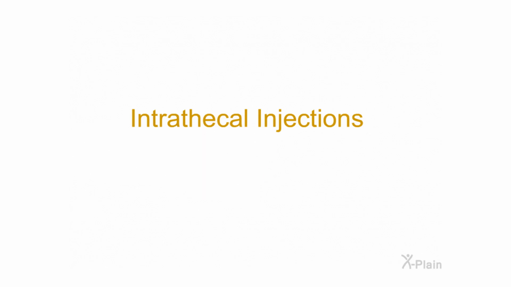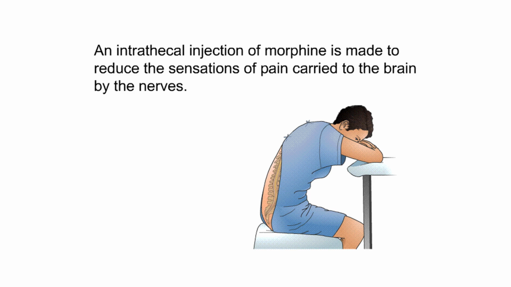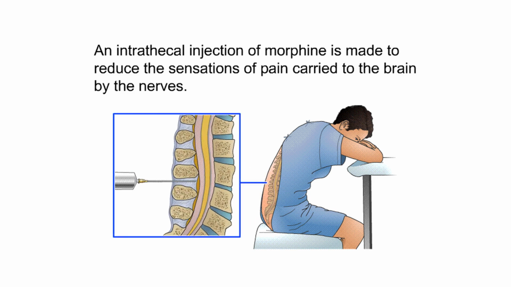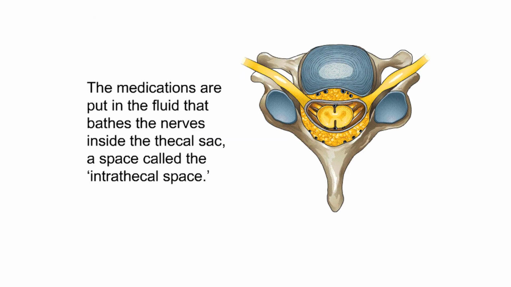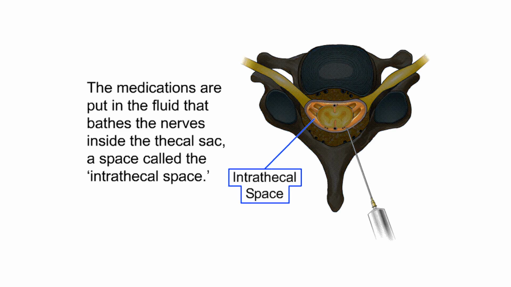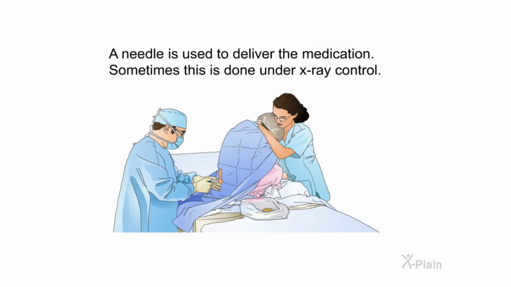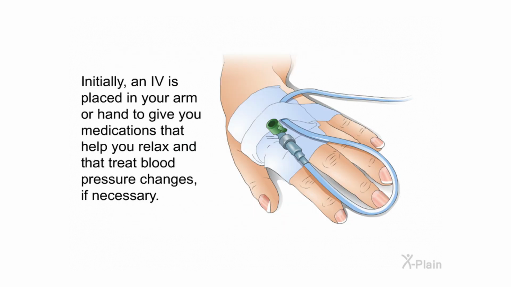Intrathecal injections. An intrathecal injection of morphine is made to reduce the sensations of pain carried to the brain by the nerves. This results in a decrease of overall sensation of pain. The medications are put in the fluid that bathes the nerves inside the thecal sac, a space called the intrathecal space. A needle is used to deliver the medication. Sometimes this is done under X-ray control. Initially, an IV is placed in your arm or hand to give you medications that help you relax and that treat blood pressure changes if necessary.